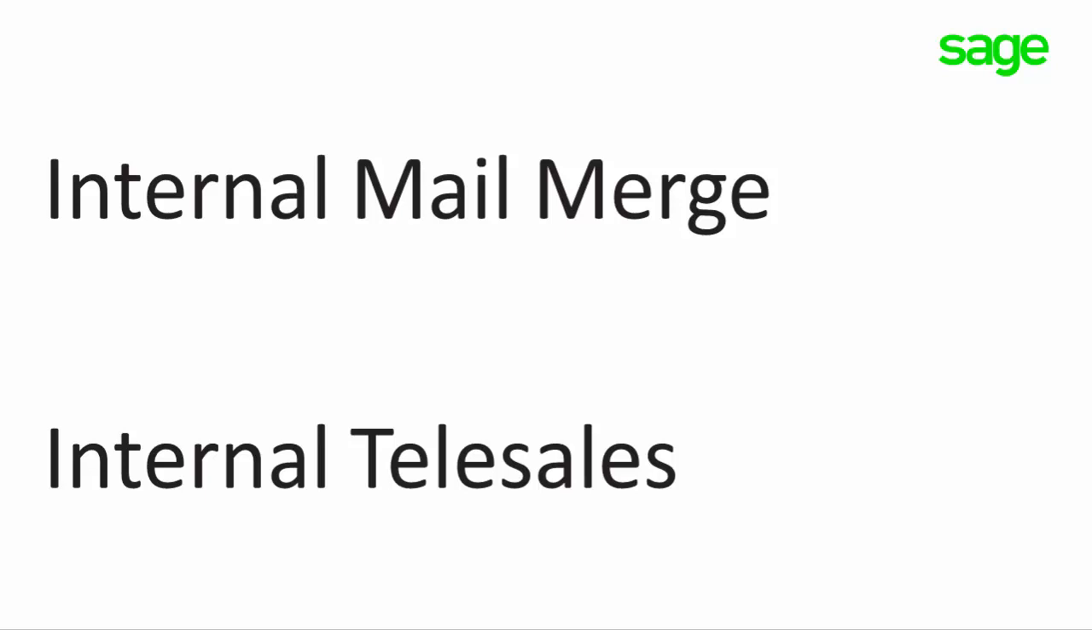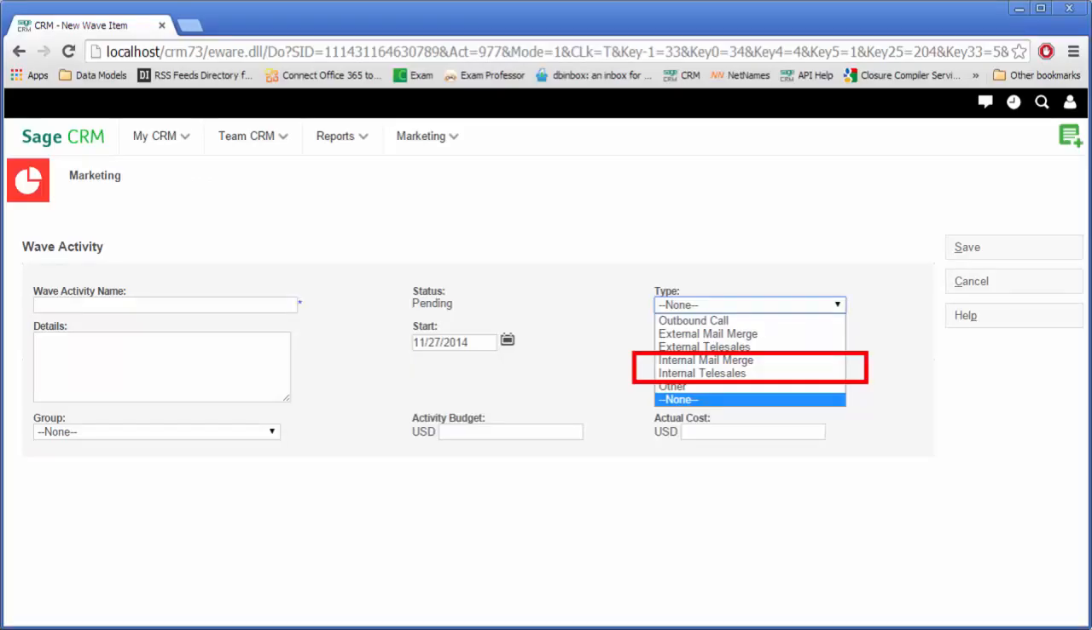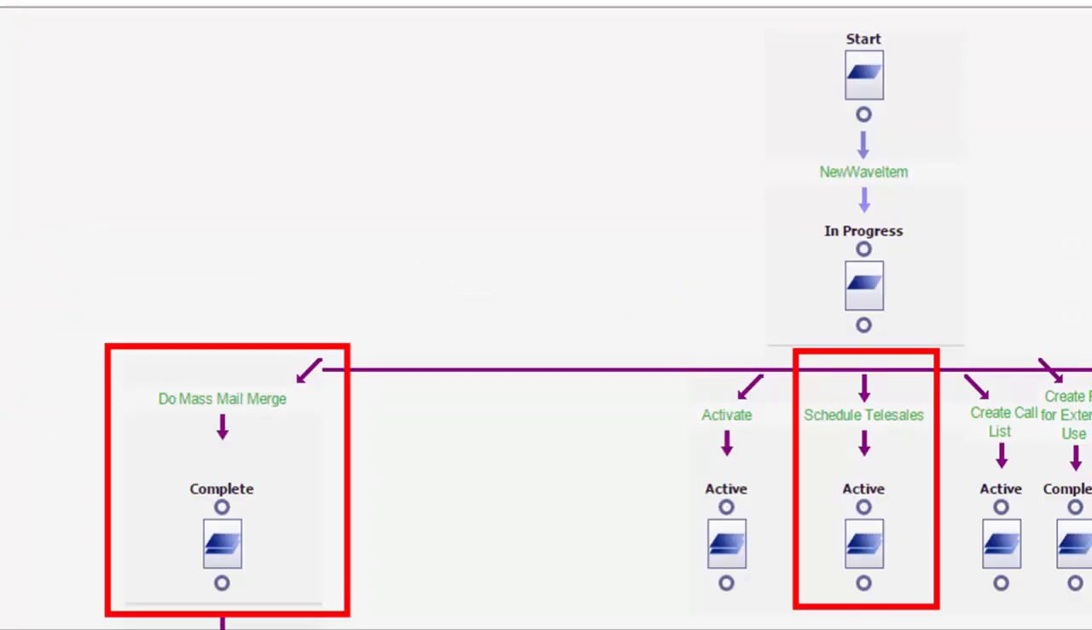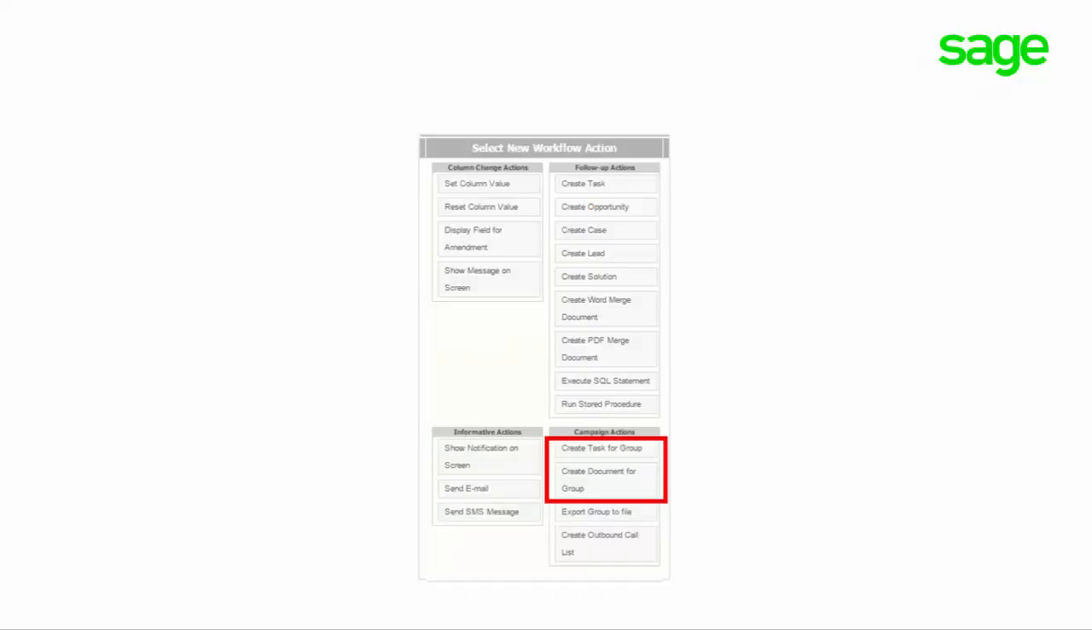It's important to note that the two activities in question, internal mail merge and internal telesales, are very different in their behavior. The actions that are available to be picked when creating a new wave item are associated with two separate workflow actions. The graphical workflow for wave items defines separate workflow rules: Schedule telesales for internal telesales and do mass mail merge for the internal mail merge. We'll look at the do mass mail merge workflow action first of all.